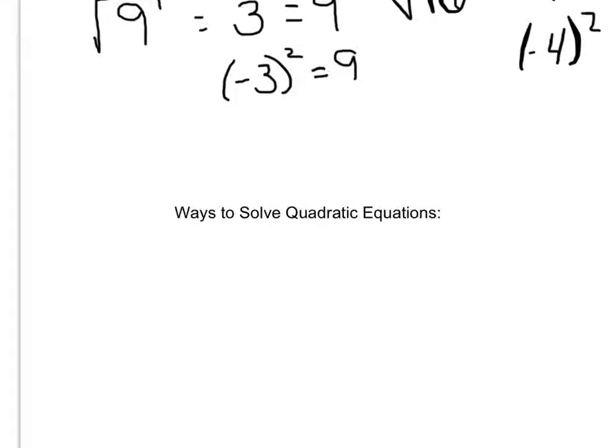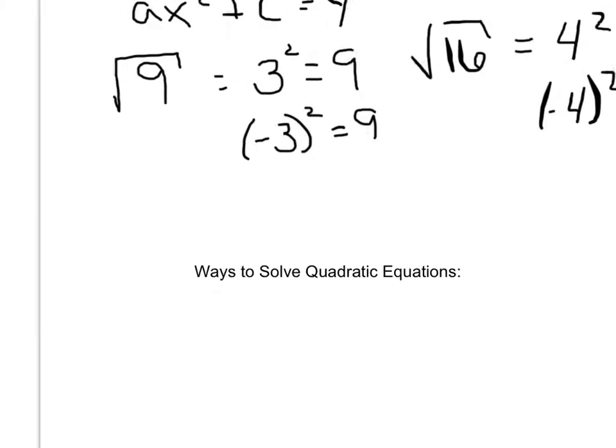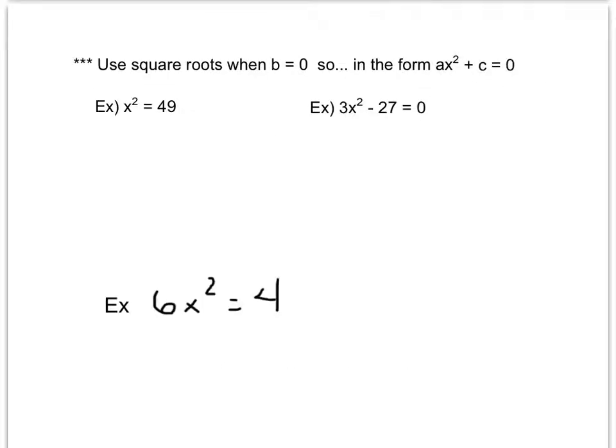So let's look at actually solving some square roots. Again, notice that we use square roots when b equals 0, so it's in the form ax squared plus c equals y or equals 0. Whenever we solve them, our goal is going to be to get x squared by itself. On this first example, notice that x squared is already by itself. Once x squared is by itself, we can take the square root of both sides.